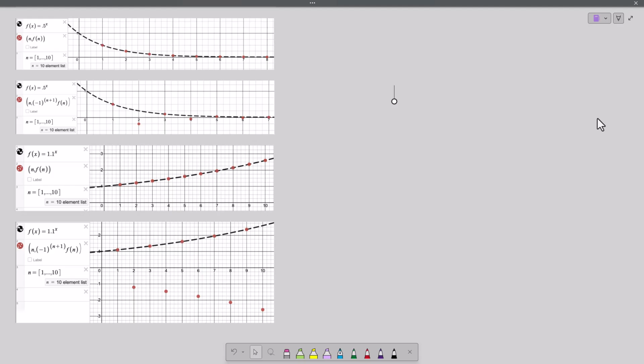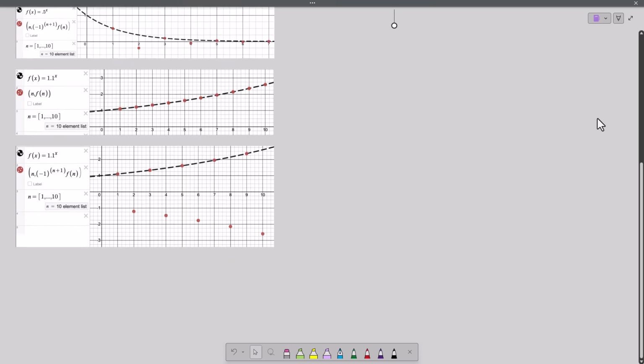And then this one, we have an r value a little bit bigger than 1, and as soon as that r value gets a little bit bigger than 1, it's going to diverge. So this one is a positive 1.1, so as n goes to infinity, it's just going to steadily go towards positive infinity.